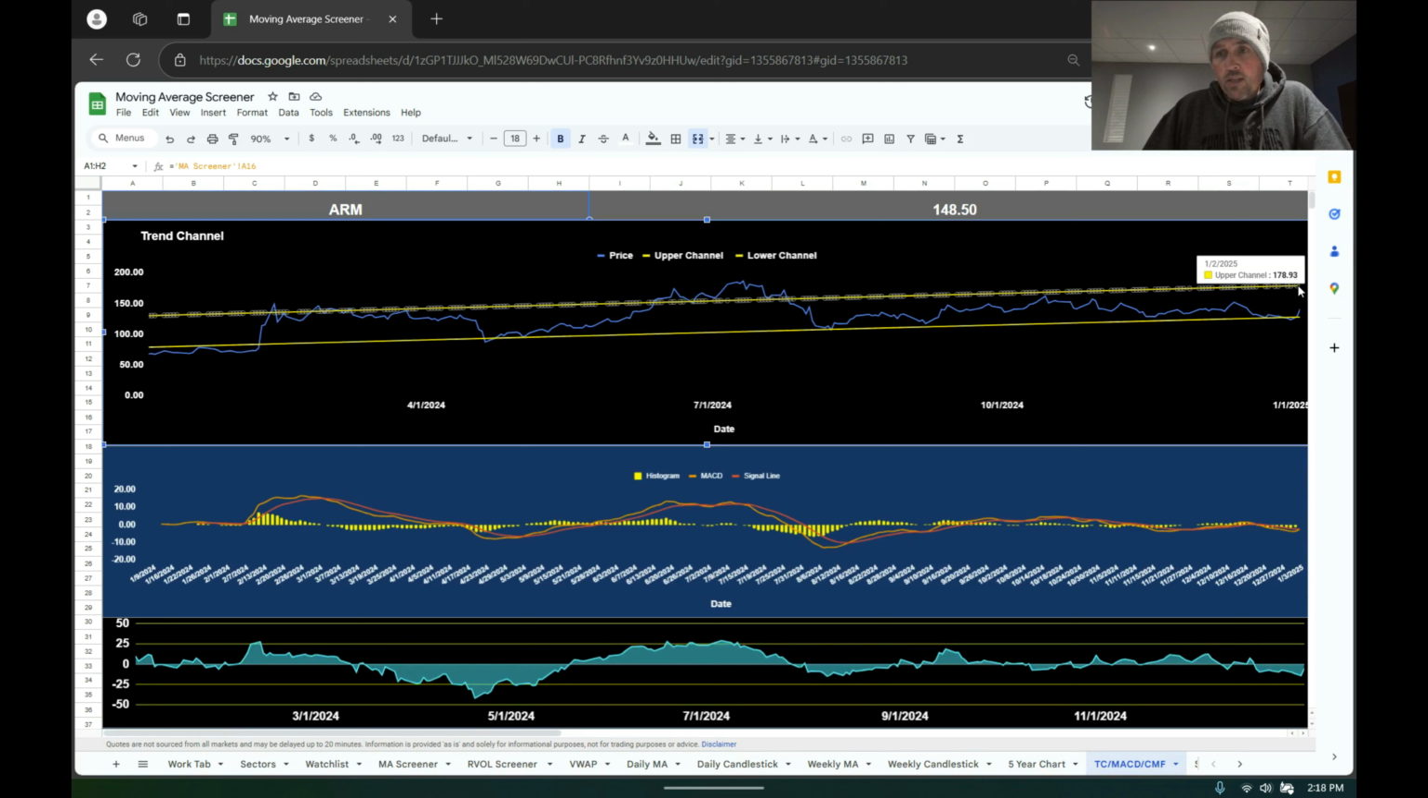To get to the top of the trend channel is $78.93. Actually, that's January 2nd. I got to get this perfect to get to January 3rd, but it's around that.